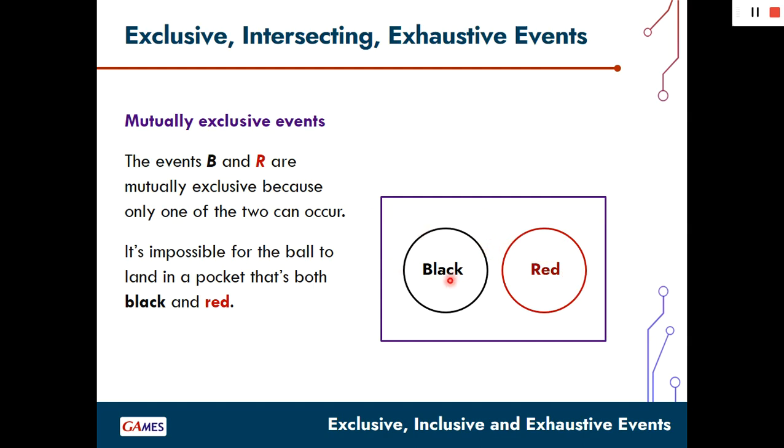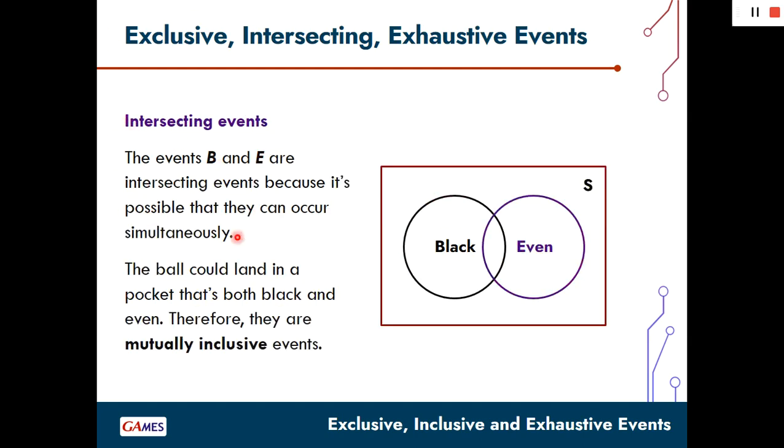What they share in common is a characteristic that they do not share outcomes in common. I hope that makes sense. Now, let's talk about intersecting events, which are quite different from mutually exclusive events. In fact, it's quite the opposite, or maybe almost the opposite.